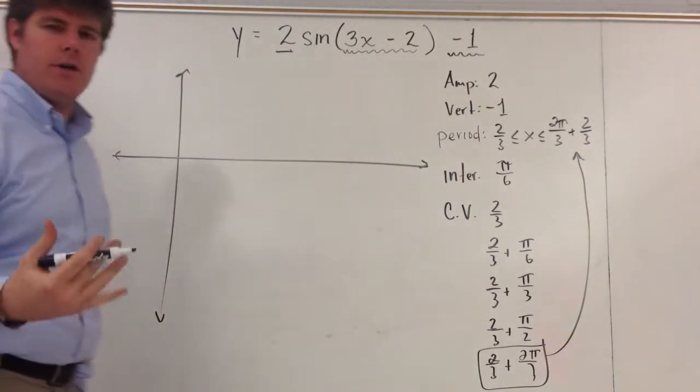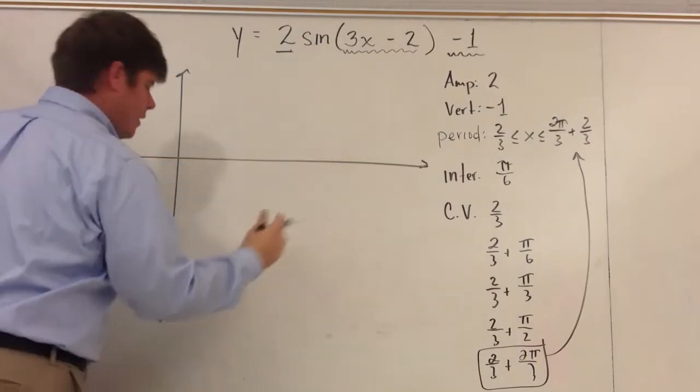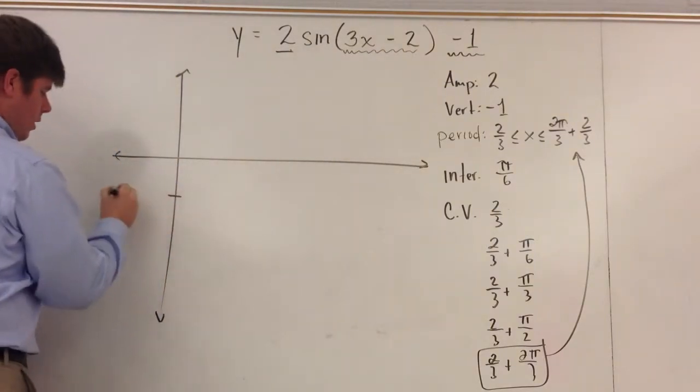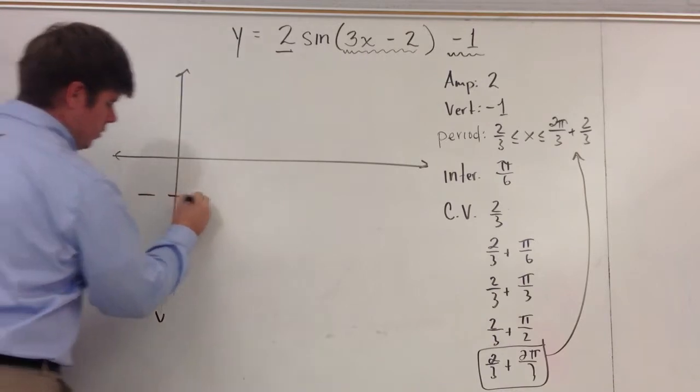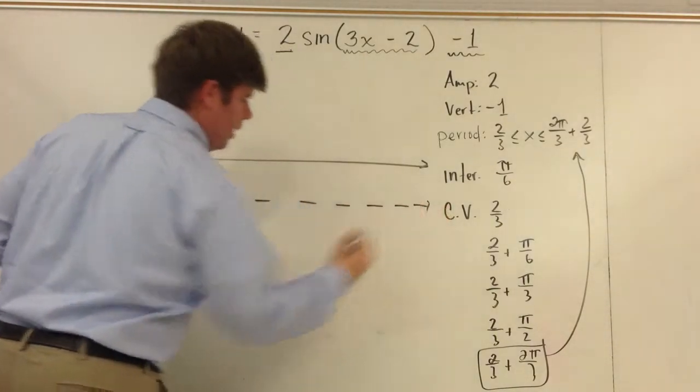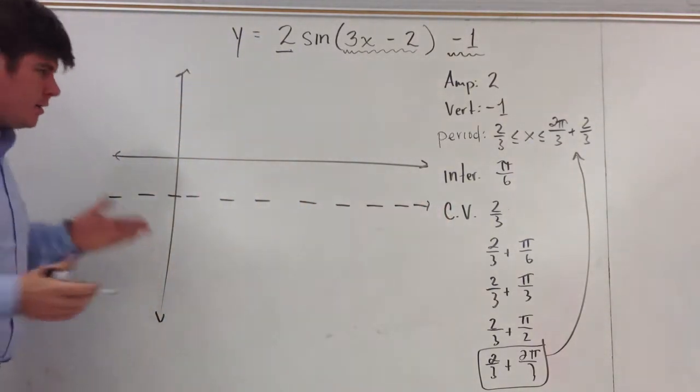Remember, I start with the vertical shift to talk about the axis of picking up and moving. So I'm going to go down 1, so -1. So I draw in my new dashed line here. Okay. The next thing that I'm going to do here is my amplitude.